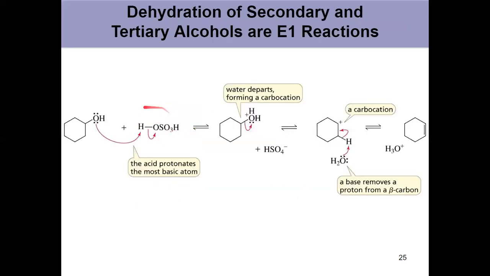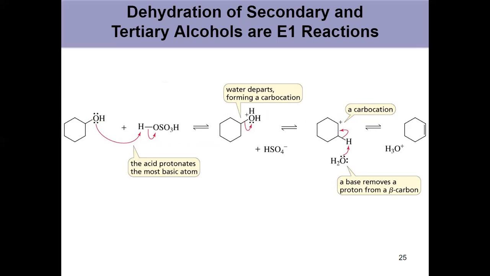Okay? Well, we have our sulfuric acid, as I just mentioned, right? Our acid protonates our leaving group. And that happens, no problem in solution, because that oxygen is the most basic atom in solution. Okay, so that takes our OH to an H2O. It's a better leaving group. Okay, that leaves, which gives us a carbocation. That's step 2.